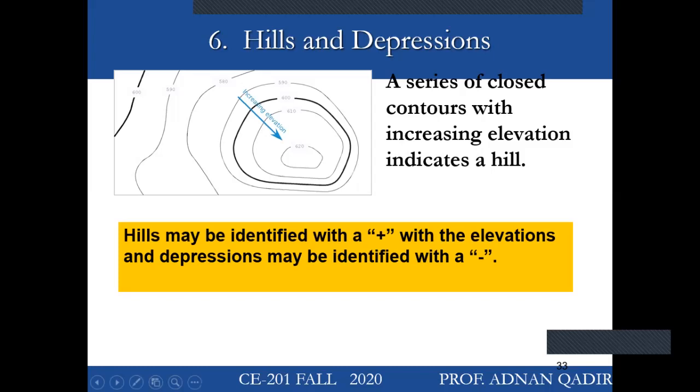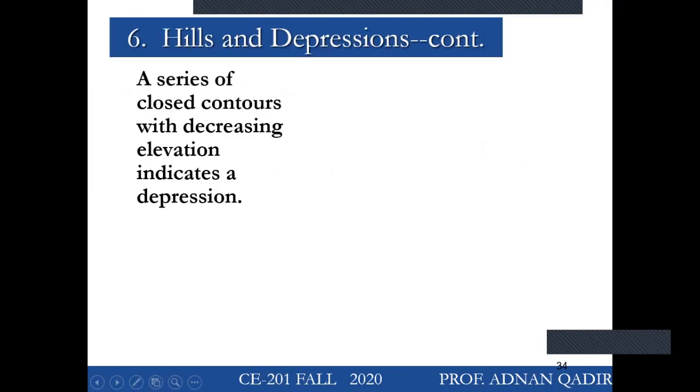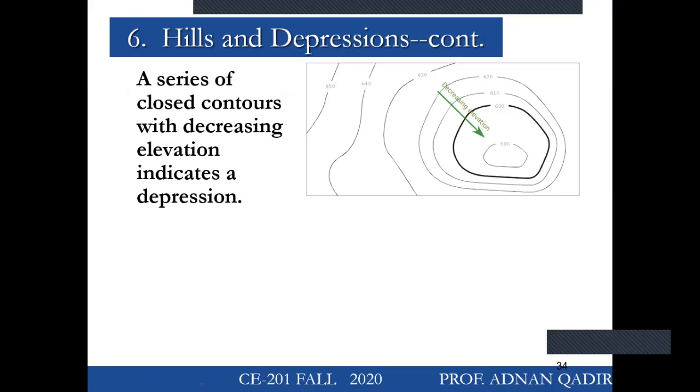Hills may be defined with positive elevations, and depressions may be defined as negative. Now, what is the converse? This is what we call a depression. Lower inside, higher values outside. Mostly, this can be taken as a water body. A water body has a higher elevation at the outside, and if we go down, the elevation becomes lower.